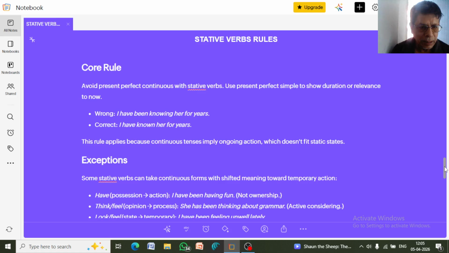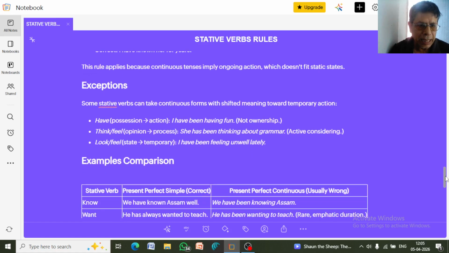For example, the wrong sentence is, I have been knowing her for years. So it is wrong, the knowing in present perfect continuous. The correct version is, I have known her for years. This will give the same meaning of continuity. Now, this rule applies because continuous tense implies ongoing action, which does not fit in a static state.